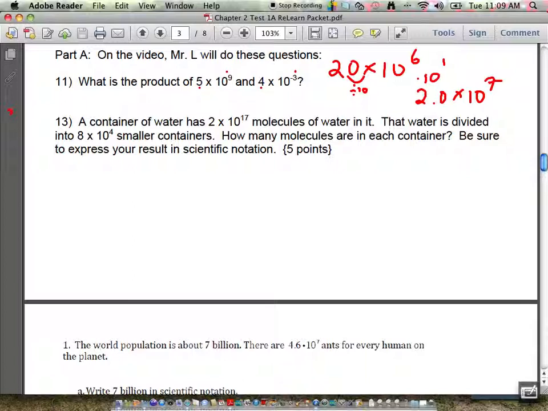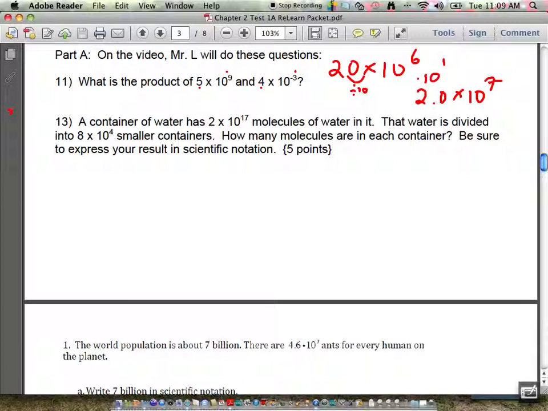Now, let's take a look at number 13. And I cautioned you about number 13 when I gave you the pretest. And I said that I remember giving a question like this on last year's test, and I remember the kids having a hard time with it. I also remember the part that gave them the most difficulty.